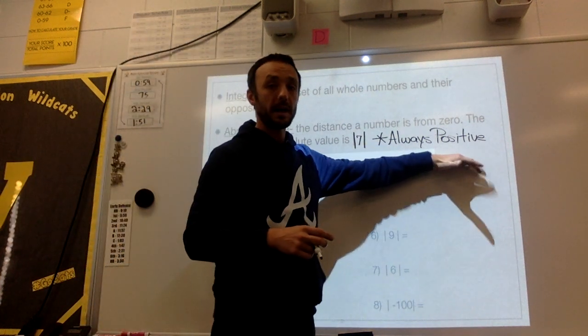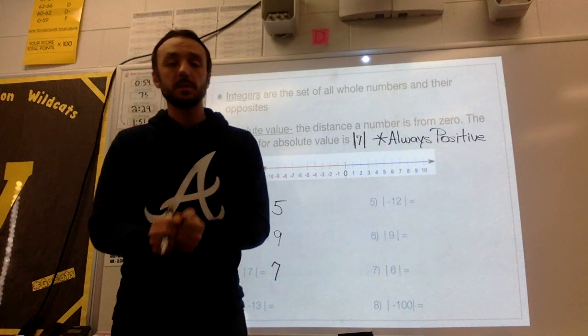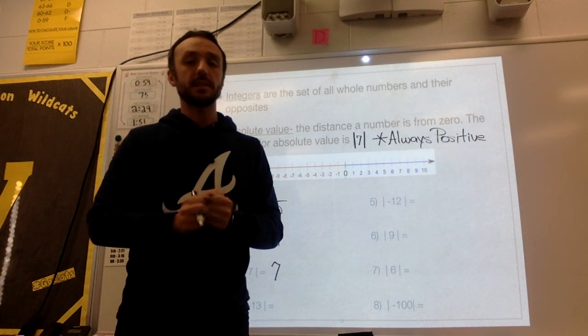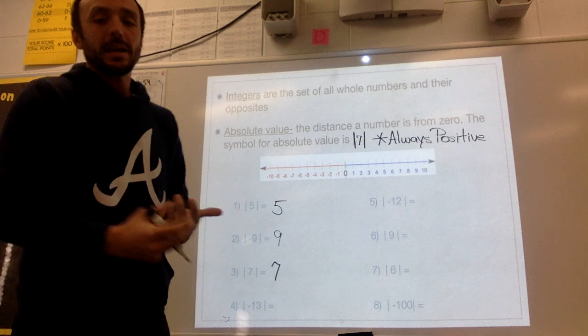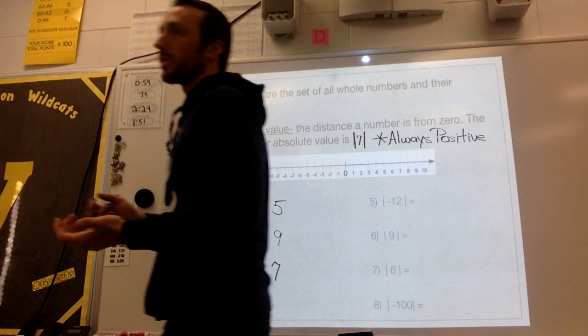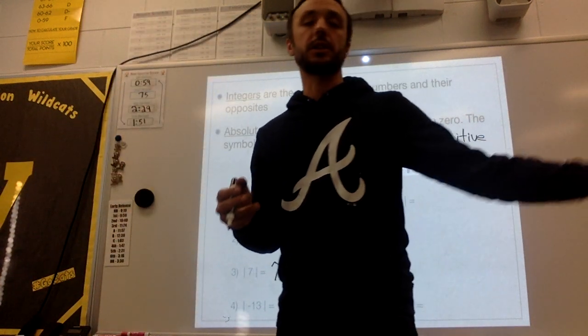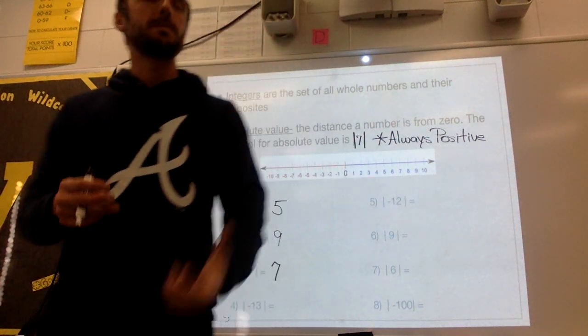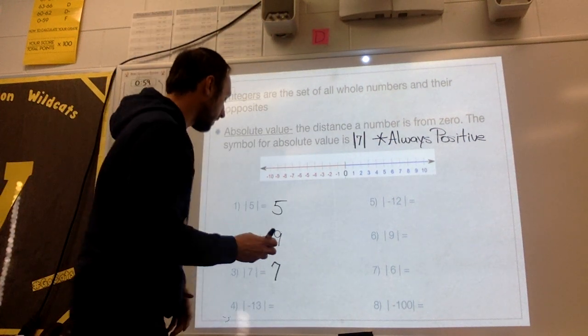Absolute value is always positive because it's literally asking, if I sit you down on that number and tell you to walk to 0, how many steps do you take? You can't take negative steps. Even if you're walking backwards, you're still moving in a direction. Distance is always positive. Absolute value is always positive.